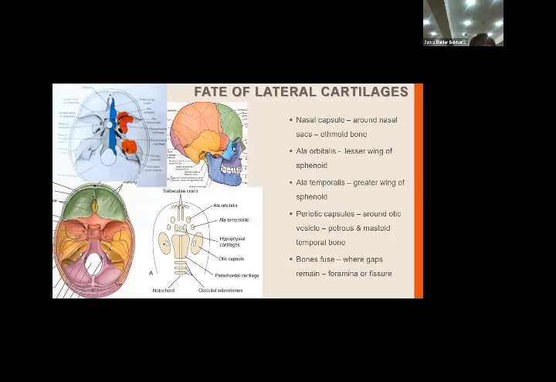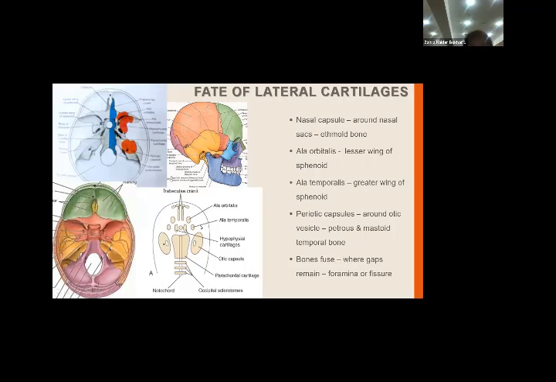Okay, now talking about ala orbitalis. The next cartilage is ala orbitalis. Orbit means it is related to the eye. So this develops into the lesser wing of sphenoid, this bone. The lesser wing of sphenoid becomes part of the orbit.